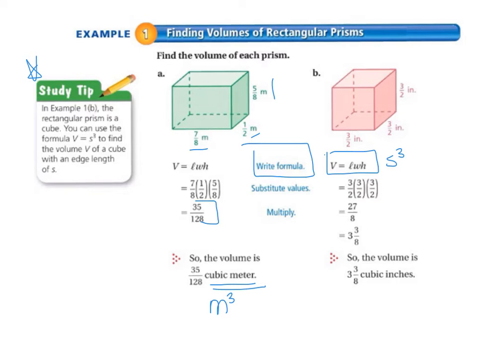So in letter B, we're multiplying 3/2 times 3/2 times 3/2, which equals 27/8. When we simplify that, it equals 3 and 3/8. So the volume is 3 and 3/8 cubic inches. Another way to write that is inches with a raised 3 for the cubic part.